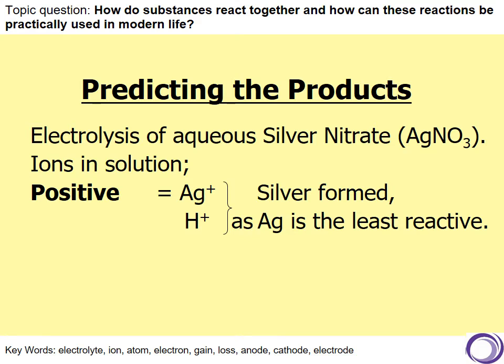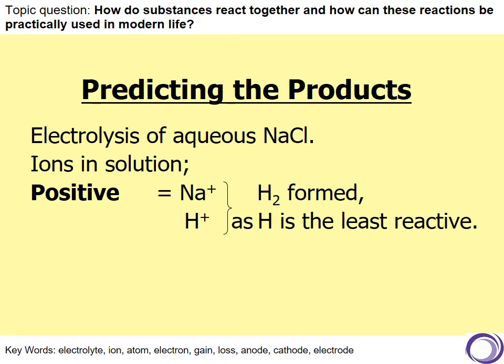So looking at examples of this, if we consider silver nitrate again, this time the positive ions would be silver and hydrogen. Hydrogen is more reactive than the silver, so the least reactive is formed, so we would get silver metal in this case. We then look at sodium chloride. The ions we would have would be sodium and hydrogen, and in this case sodium is more reactive than hydrogen, so the hydrogen would be formed in the form of hydrogen gas.